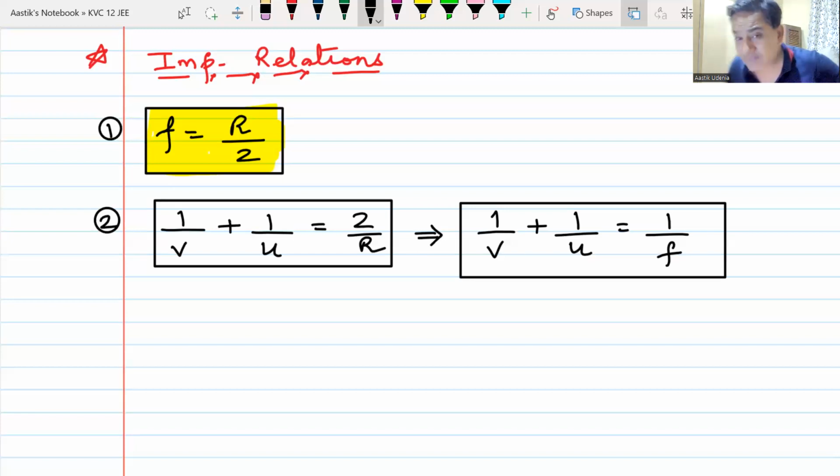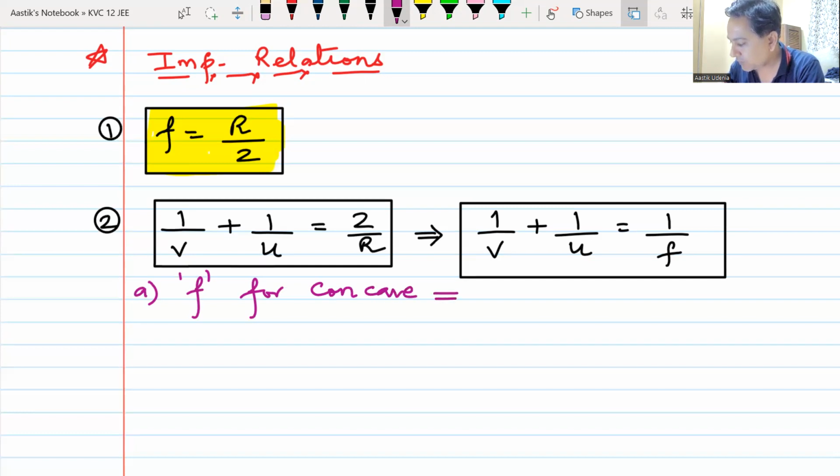Now, this is the point where we understand some things that are always going to remain true. In some cases we can understand whether u will be positive or negative, and whether v will be positive or negative. Let us first talk about case A, focal length of the mirror F for a concave mirror. These are the important points. Will it be positive or negative? Negative. Well done.